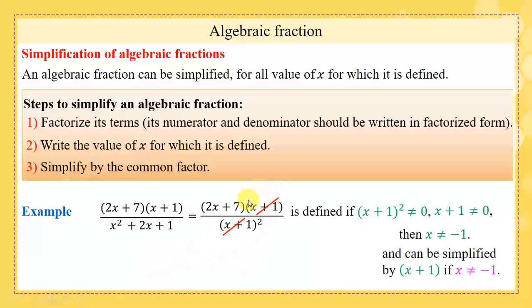Now, the common factor here is x plus 1, since it is in the numerator and in the denominator at the same time. The final answer, the simplified form, is 2x plus 7 over x plus 1.